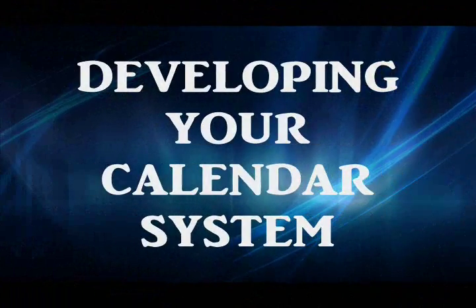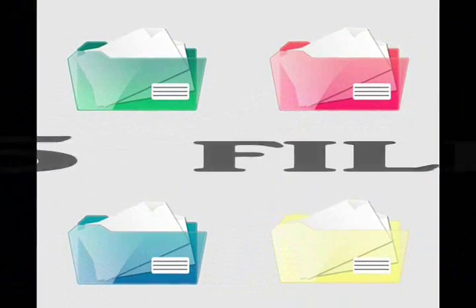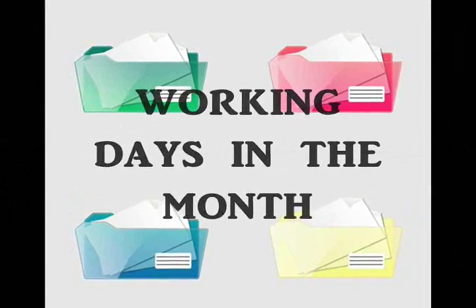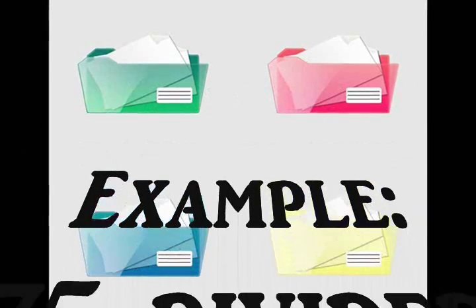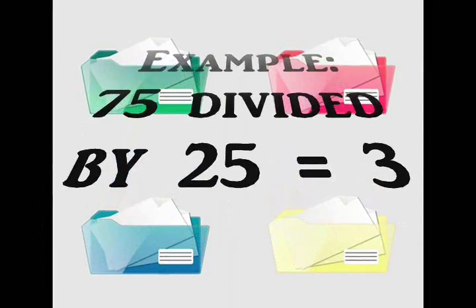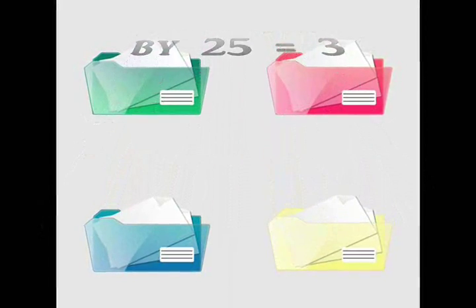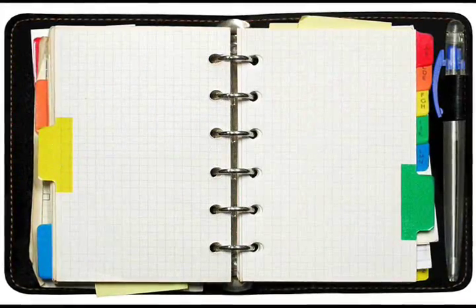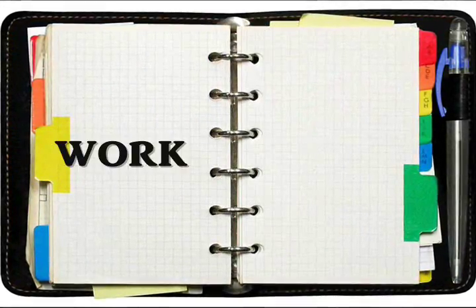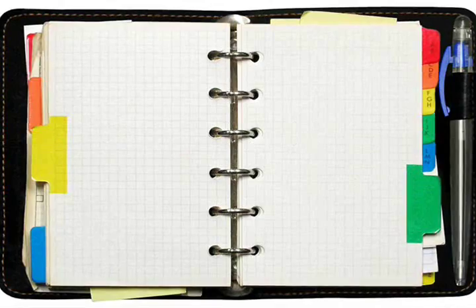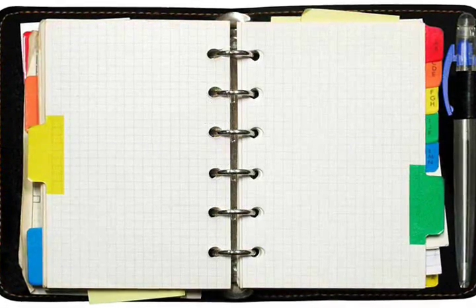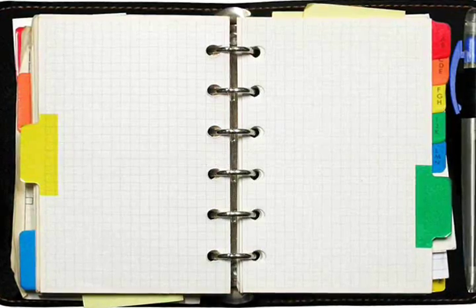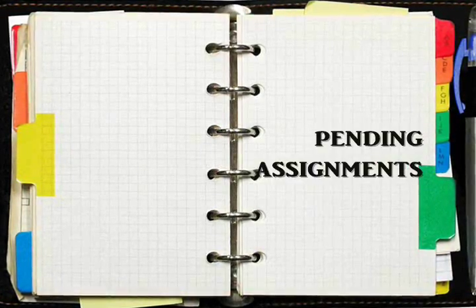Developing your calendar system. If you have 75 files, divide them by the amount of working days in the month. Example, 75 divided by 25 days equals 3, which means that you're only going to be working 3 files a day. What this means is that you can calendar to work 3 files a day. When you are working with the file, you will always go to your last note on the computer program and continue with your pending assignments.